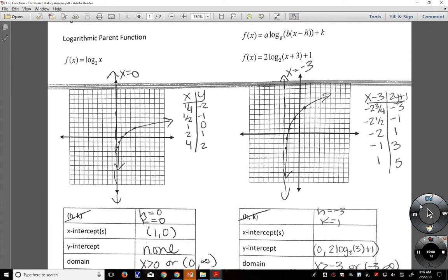Is everybody okay with why I didn't write an x-intercept in here? We're just lacking a skill right now. We'll come back and do it. And is everybody okay with the y-intercept? No? Okay. So, domain and range.